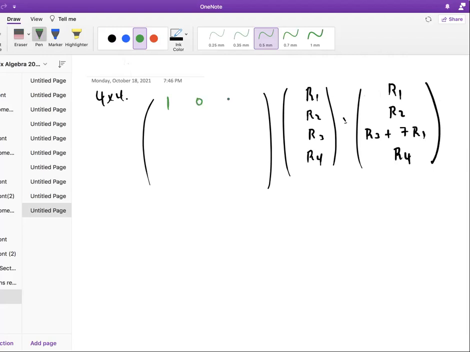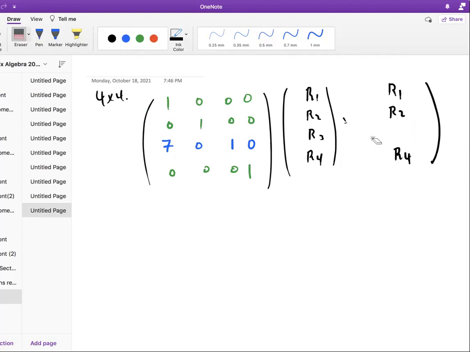Yeah, so since row 1, row 2, and row 4 are not changing, those entries should look like the identity matrix. And now for the third row, the row that is changing, there needs to be a 1 in row 3, and there's no row 4, there's no row 2, and a 7 in row 1. So maybe it'd be even easier to write it as 7 row 1 plus maybe like row 3.